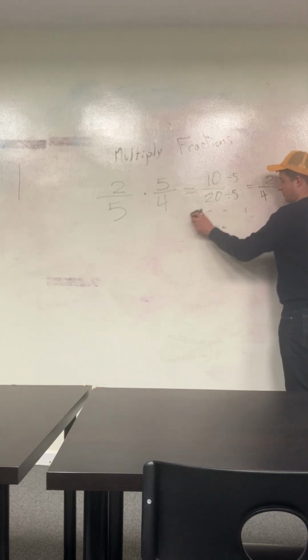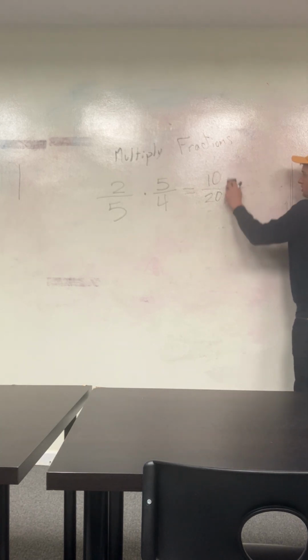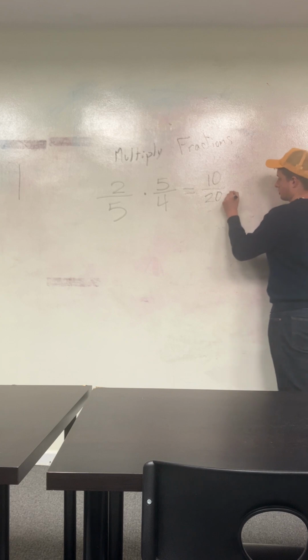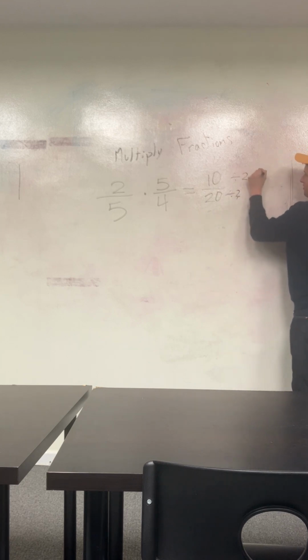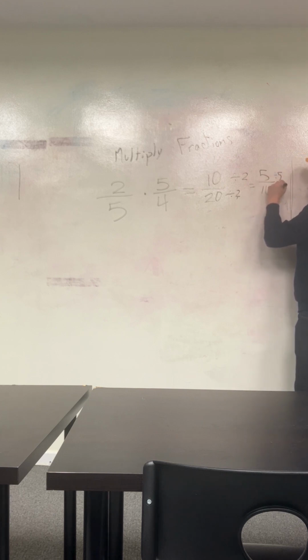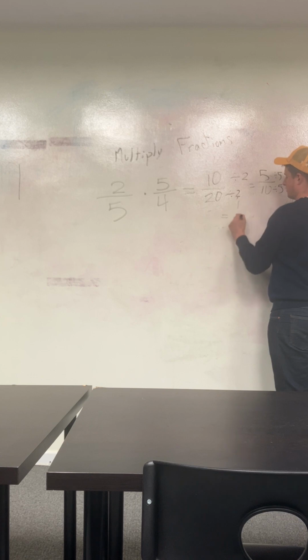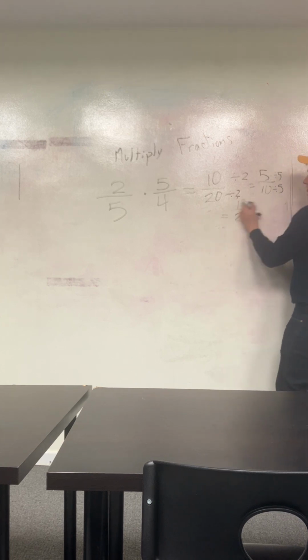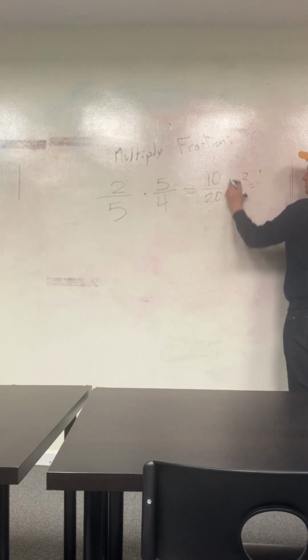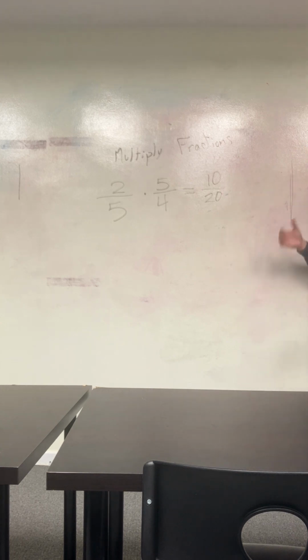But the thing about simplification is you can do it in whatever order you want. We could have divided by 2 first. We would have gotten 5 over 10. Then we would have had to divide by 5. We would have gotten 1 over 2. Yeah, you want to make sure you can't go any further.